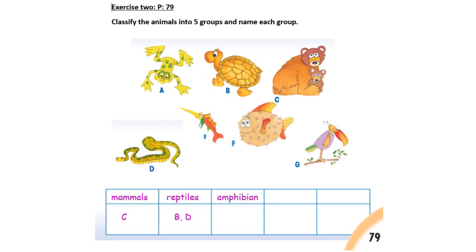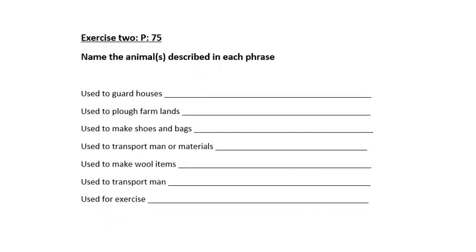Here we have amphibian. Is a bird an amphibian? No, it's a frog. So let's write letter A. Fish. Can you see the fish here? Yes, we have 2 kinds of fish. We have a blowfish and a swordfish. So we have to write letter E and F. Now we have birds. Can you see the bird here? Here we have a parrot. So we have to write letter G.